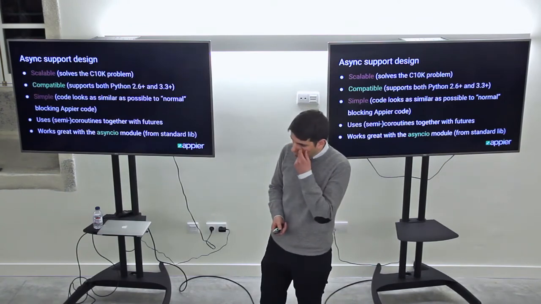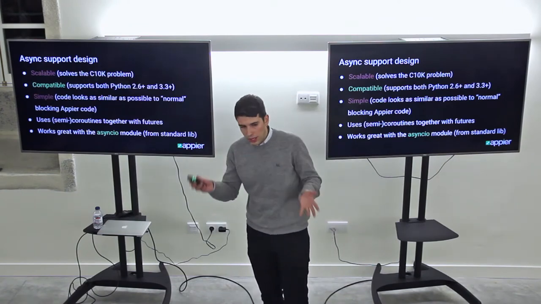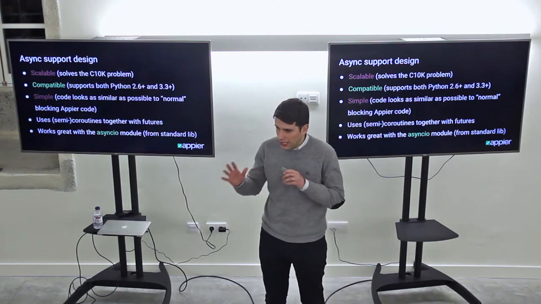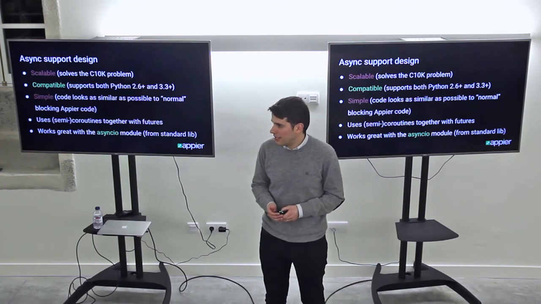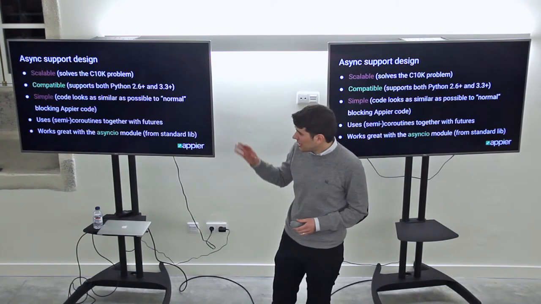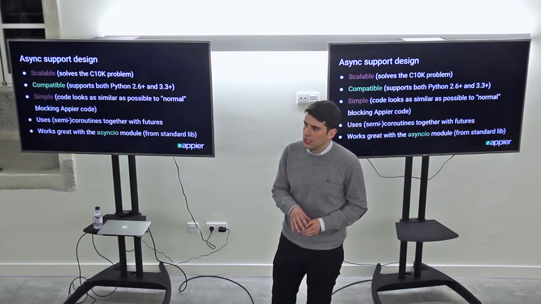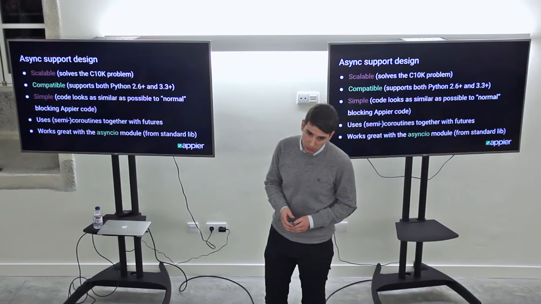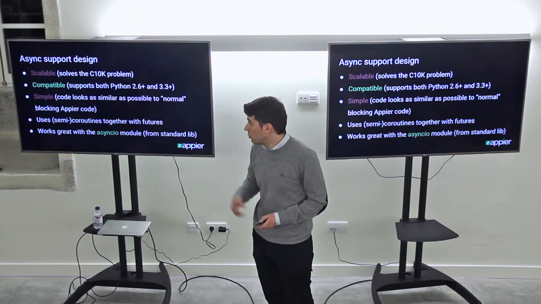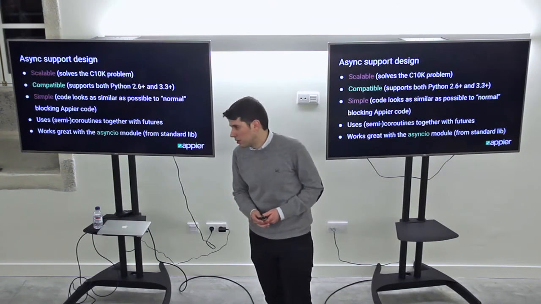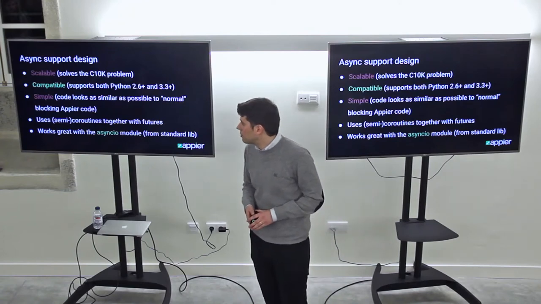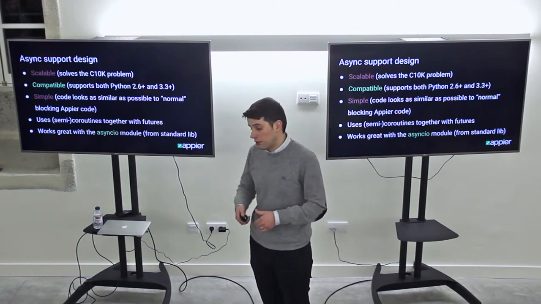Okay, so we've seen some global aspects on how Appier works. I think everyone should be quite aware of how it would work to build a Hello World application. Let me now focus on what I think differentiates Appier from, for instance, Flask and Django. One of those features is the asynchronous support that is built into Appier.